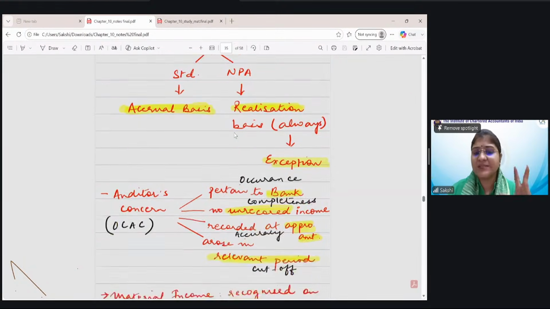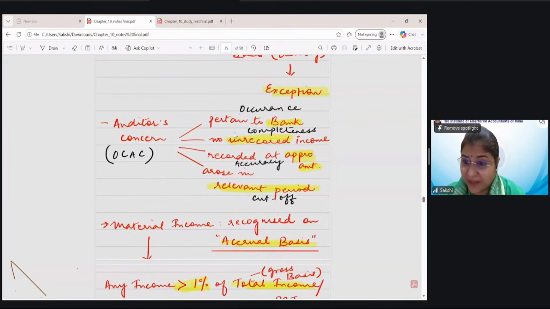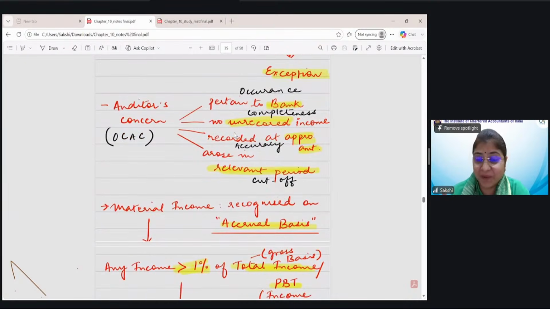Okay. So what is the auditor's concern regarding income recognition? The auditor has to see whether that income pertains to the bank, that is occurrence. No unrecorded income is there, that relates to completeness, that the income has been recorded. Recorded at the appropriate amount, that relates to accuracy. And it arose in the relevant period. The bank is not recognizing income of the previous year in this very year, starting from 1st April ending on 31st March, that we call cut-off procedures, isn't it?